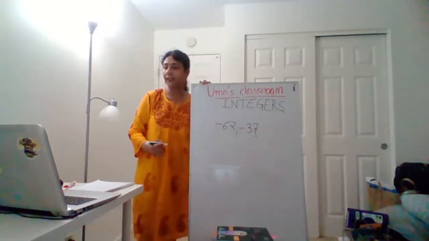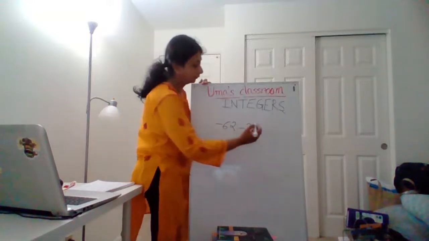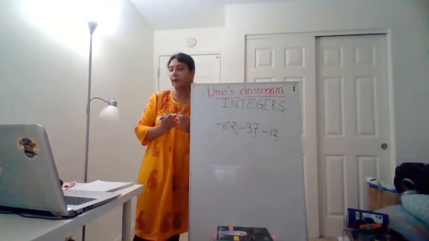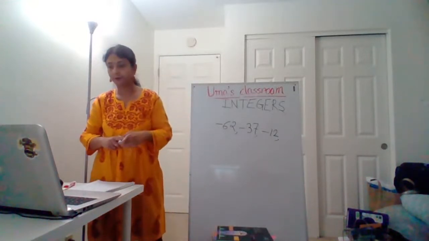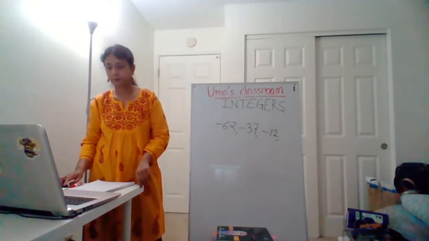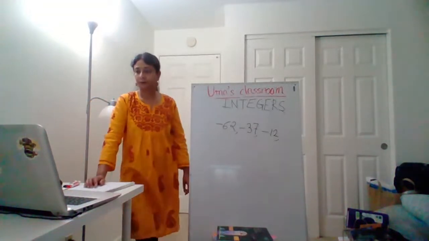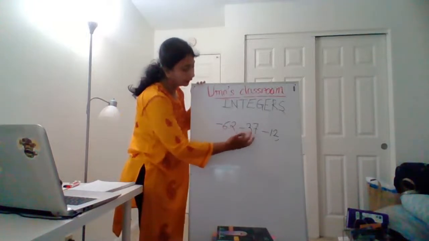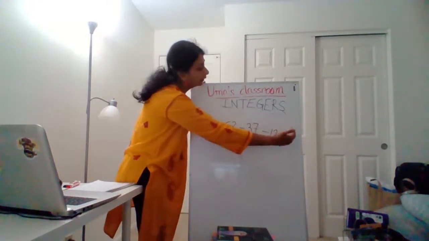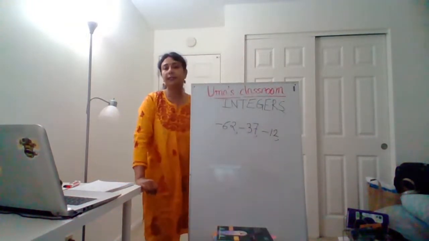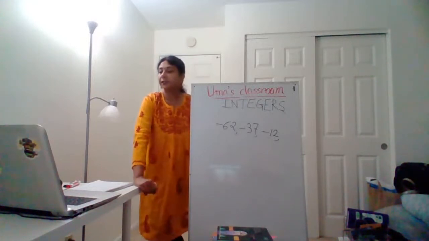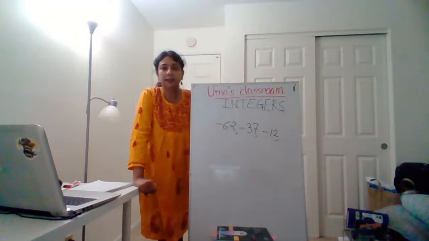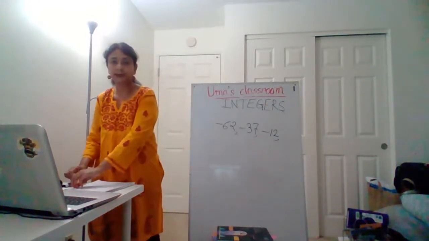-62, -37, and then -12. You have to write down the next number in this pattern. Get the difference of these two integers and then find out the next number. And the next number is going to be +13.